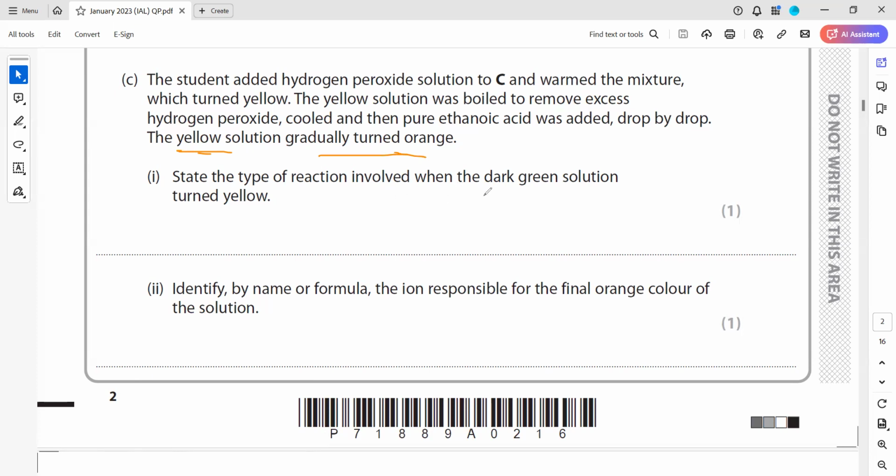State the type of reaction that occurs when the dark green solution turned yellow. So dark green, it was chromium 3. When we add hydrogen peroxide, an oxidizing agent, it will turn into chromium +6. So chromium will be oxidized and hydrogen peroxide will be reduced. So this reaction, you can mention as an oxidation reaction, or you can also mention a redox reaction.